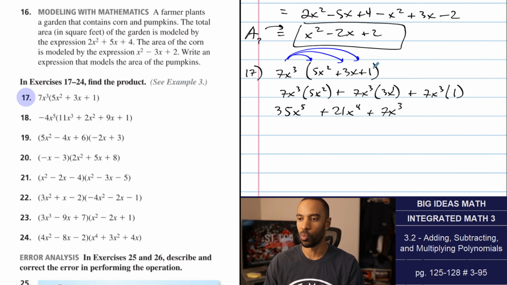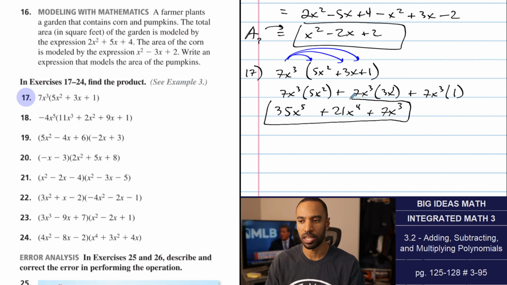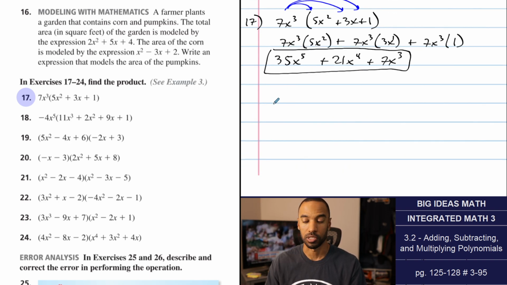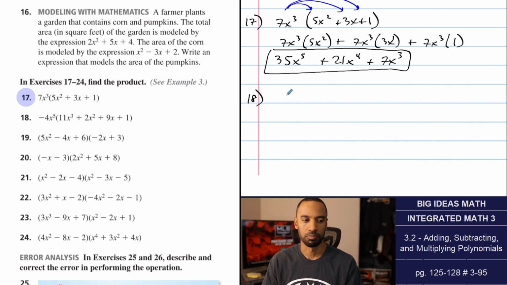These were degrees 2, 1, and 0. Now they become 3 larger. They're degrees 5, 4, and 3. So that's one of those things that's a good double checking standard for you. A monomial times a trinomial should always be a trinomial. Always. So let's keep that in mind. This is going to be a monomial times a quadrinomial. It should end up being a quadrinomial.